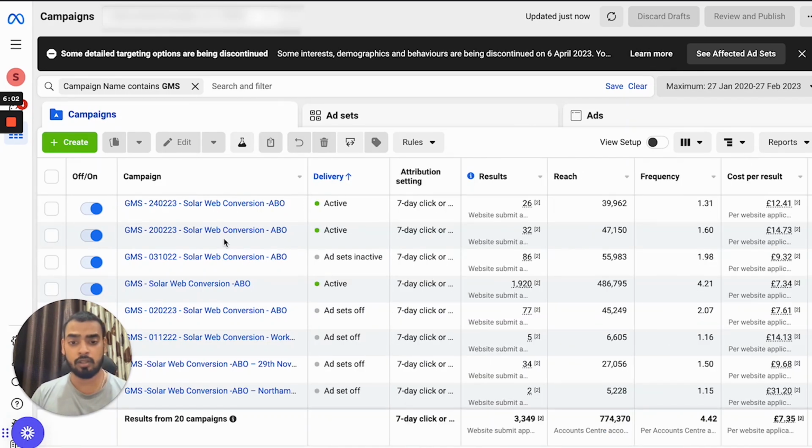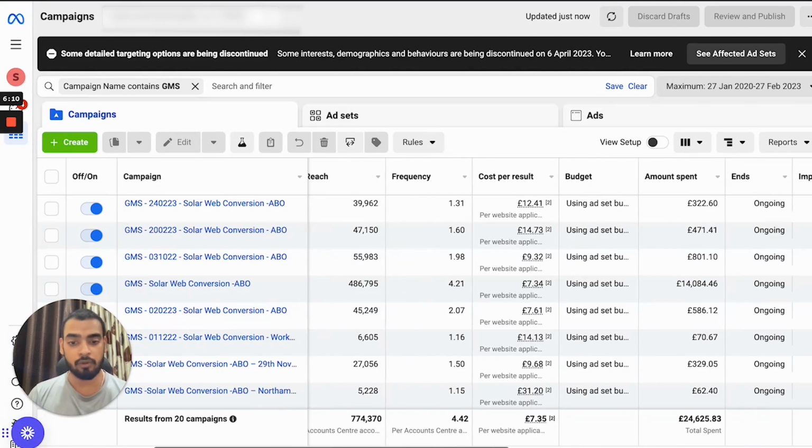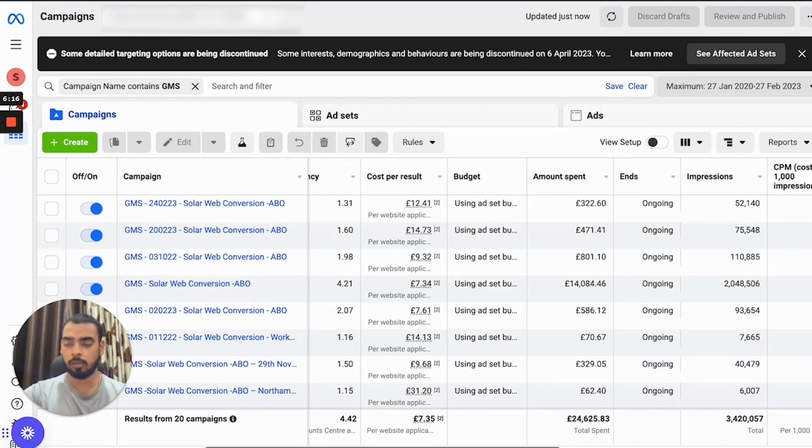So let's look into the metrics. We have generated over 3,349 leads. Our reach is probably about 774,000. Frequency is 4.42. Cost per result is £7. Amount spent, the total amount that we have spent on this landing page campaign, is about £25,000.